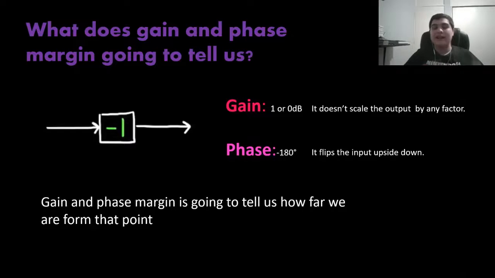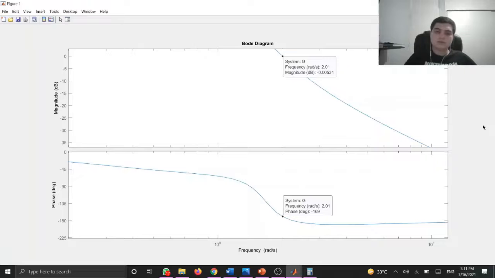So the gain and phase margin is going to tell us how far we are from that point of instability. So how can we find these margin values in a block diagram? Here we have an example of how we can get a phase margin. First, we're going to get the crossover frequency, which is the frequency value at which we have a magnitude of 0 decibels.